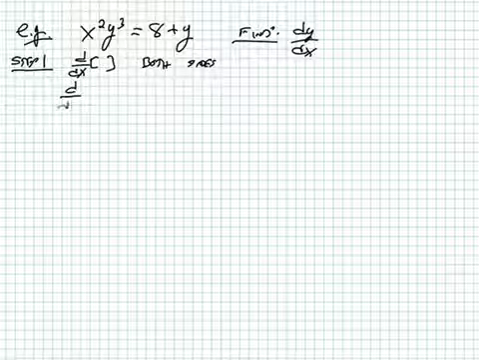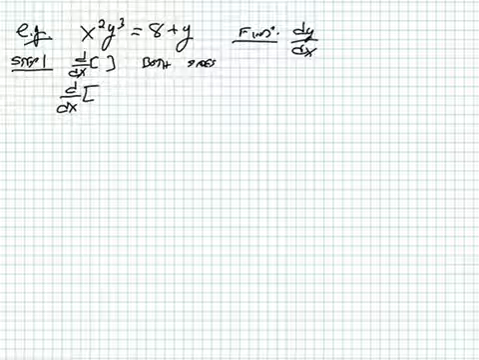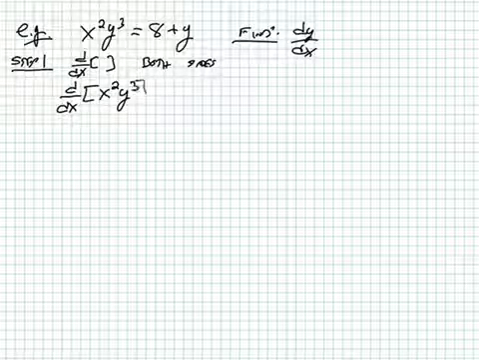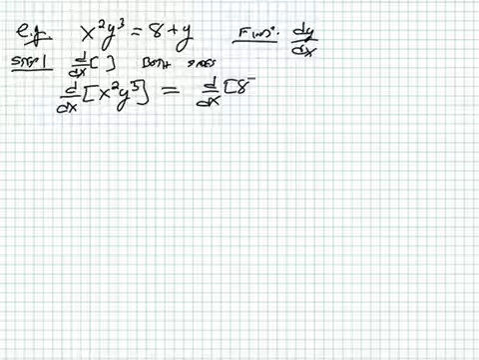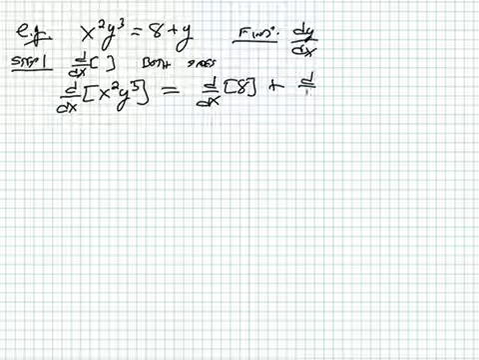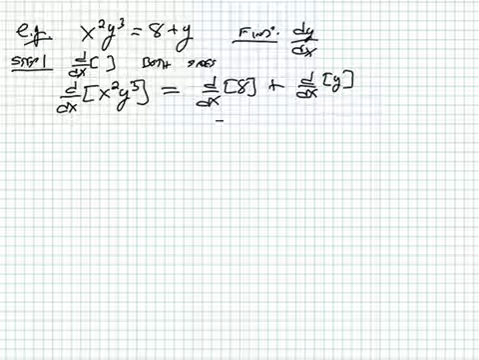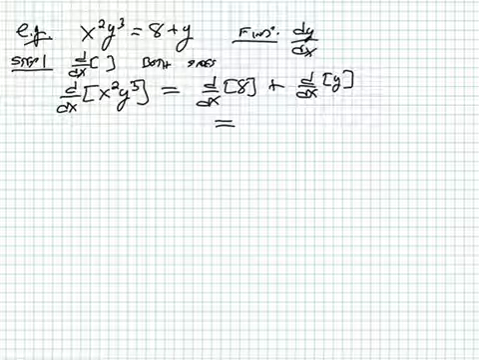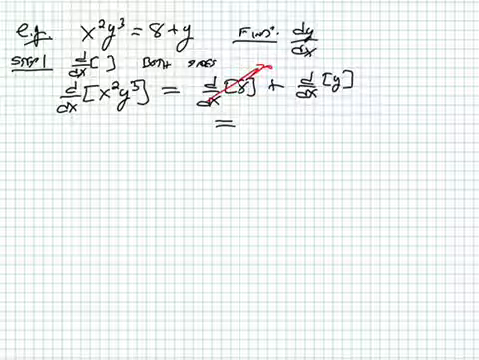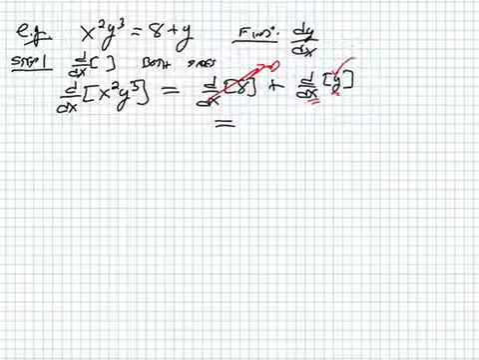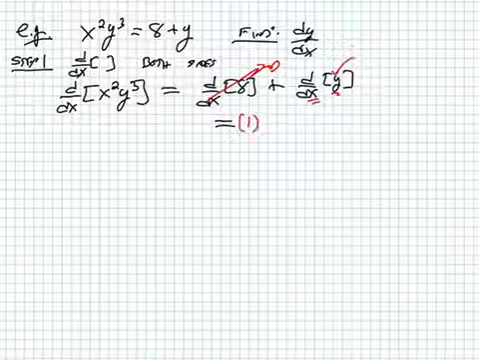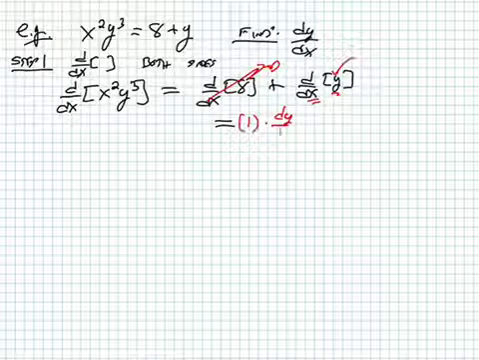So for this first term, I can't distribute the derivative because I've got a product, x squared y cubed. And on the right-hand side, I've got the derivative of 8, and I do have a sum, so I can distribute the derivative, and the derivative of y. Let's deal with the right-hand side first because that's a lot easier. The derivative of a constant is 0, easy. And then the derivative of y with respect to x is just 1, but don't forget you have to multiply it by the chain, which is dy/dx.